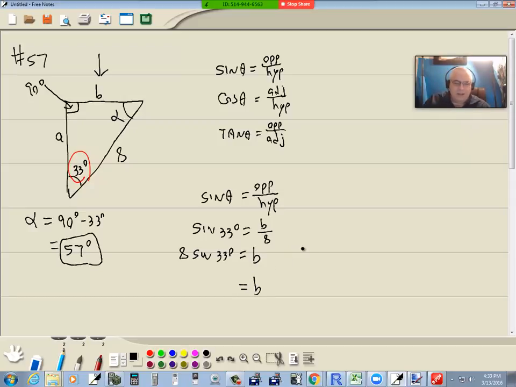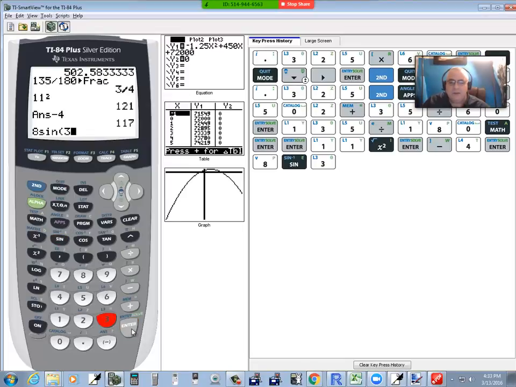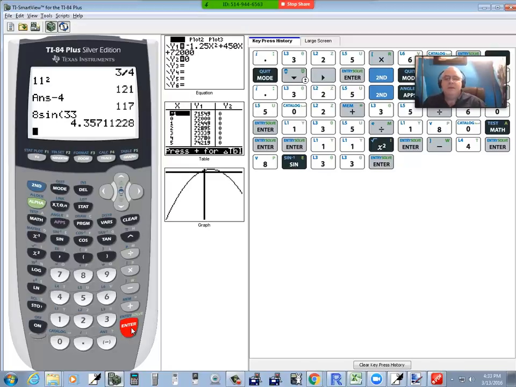My calculator is already in degrees. You'd want to make sure you're in degrees before you do this. But I got 8 sine of 33, and I'll take it, I don't remember what it said in decimals, but 4.36.